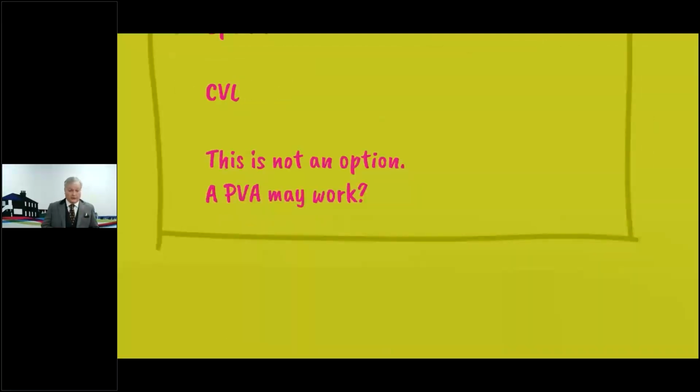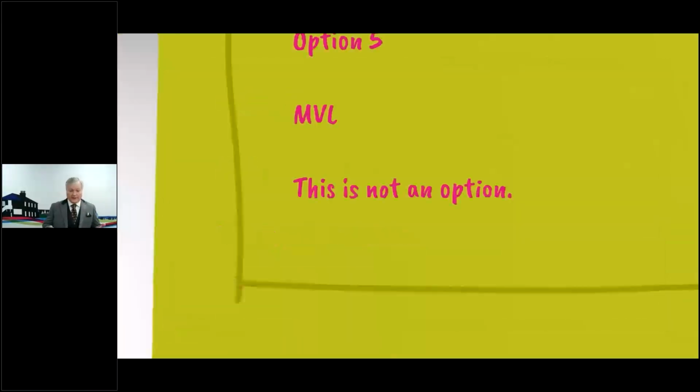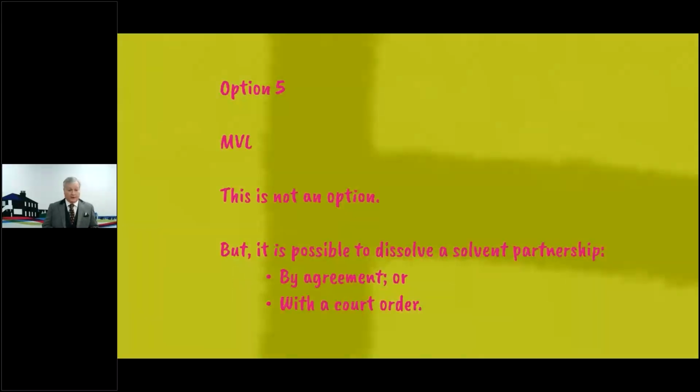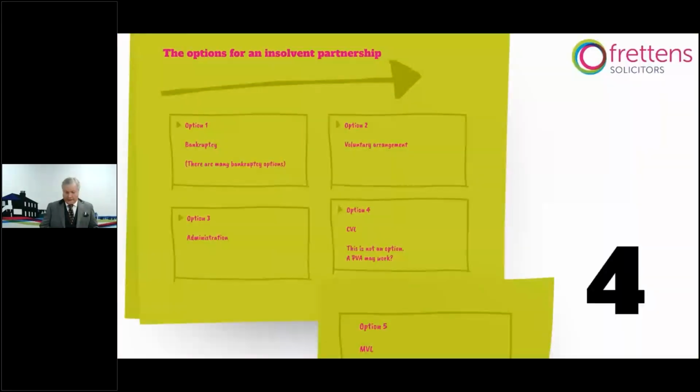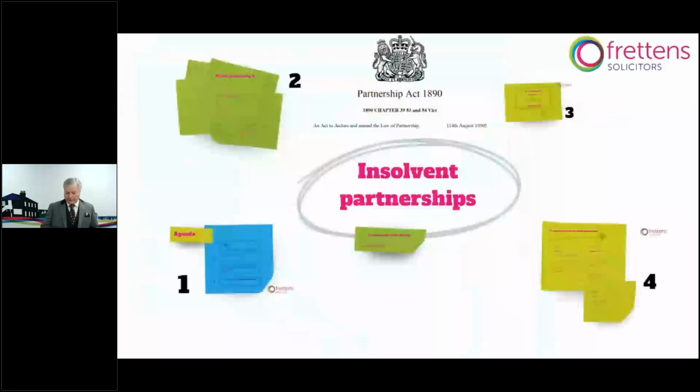Fifth option, which is not an option, is an MVL. And again, there are no voluntary liquidation procedures for partnerships, so an MVL is not actually an option. But it is possible to dissolve a solvent partnership either by agreement or with a court order, according to what may be most appropriate in the circumstances. And what's appropriate will depend upon the degree of dissent between the partners in the partnership. So that's me now having covered the options.